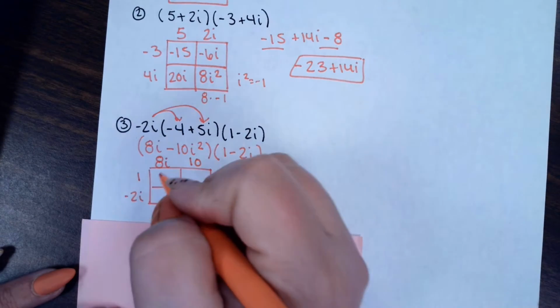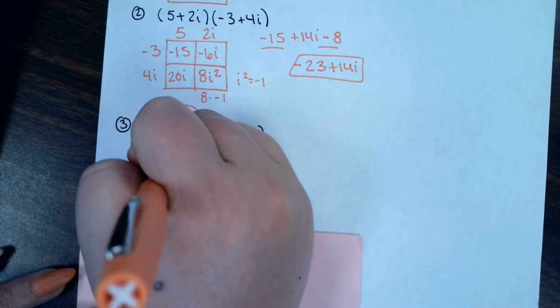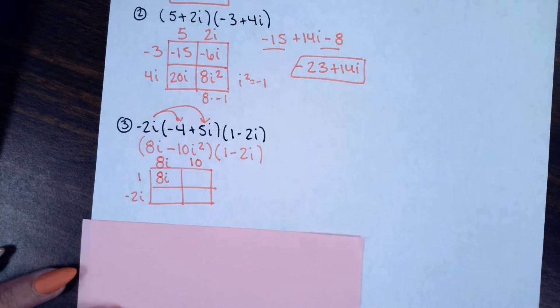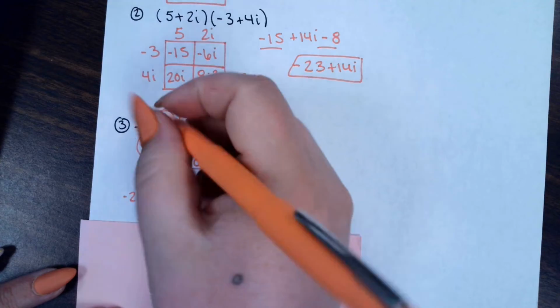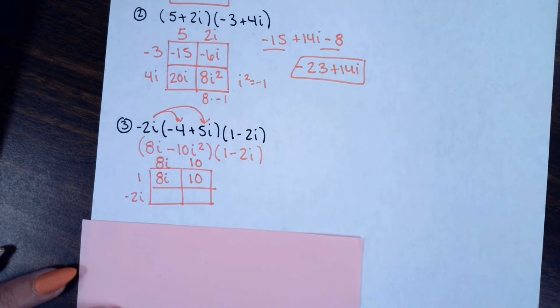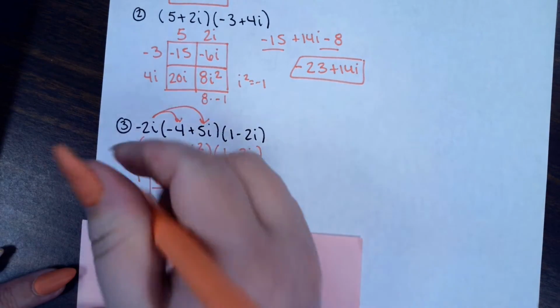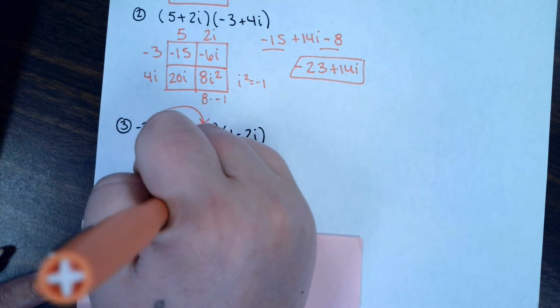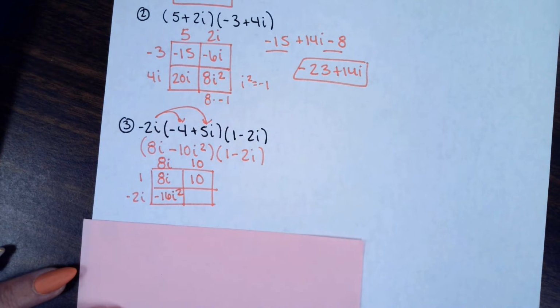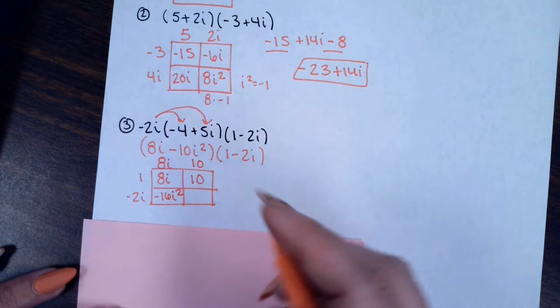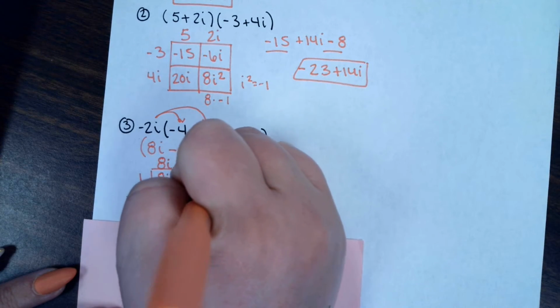All right, let's multiply. 1 times 8i is 8i. 1 times 10 is 10. Negative 2i times 8i is negative 16i squared. And then 10 times negative 2i is negative 20i.